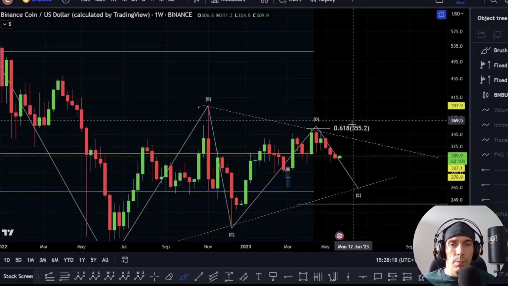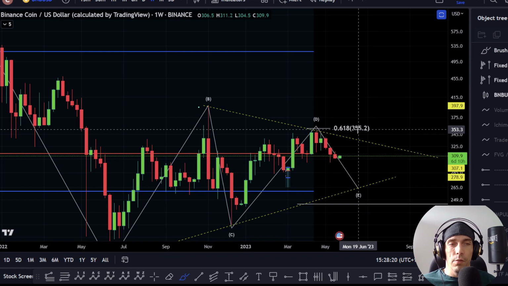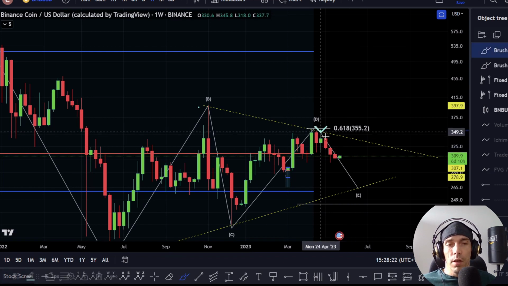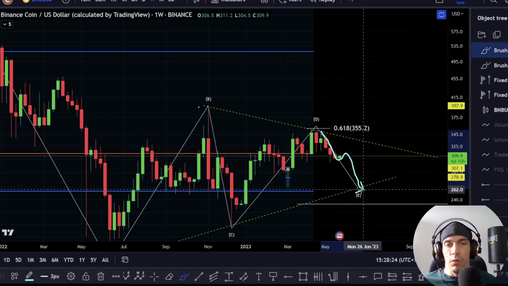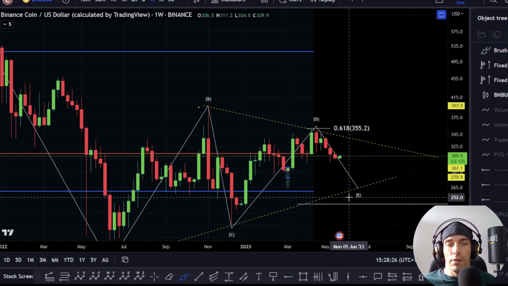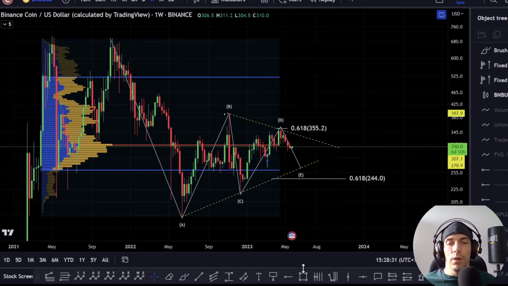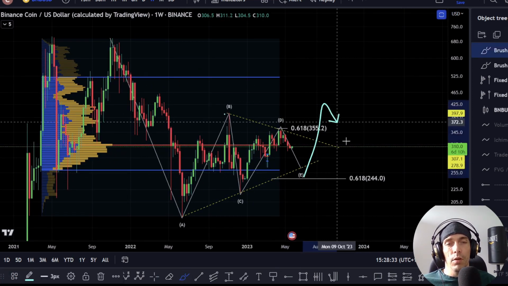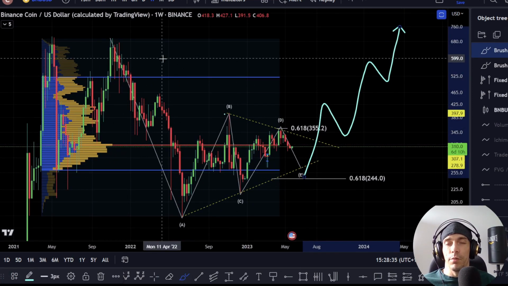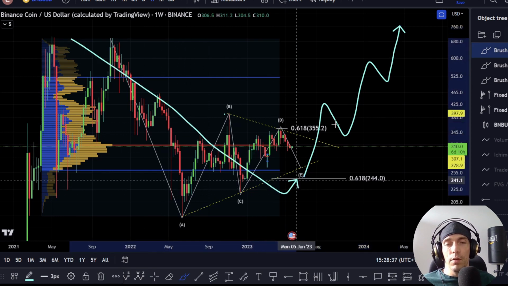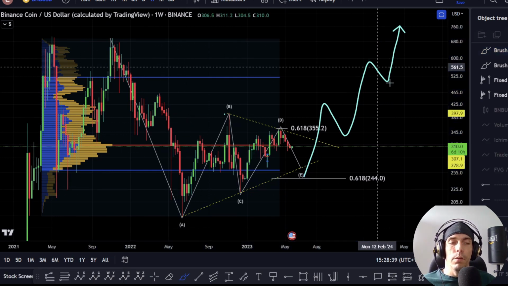As long as we remain below this point here of this D wave, this 353.3, what I am looking for is a bigger three wave move to the downside, possibly coming and retesting some of these levels. Now, if this is the case, what we would then be looking for is this triangle to complete, and then we'd be looking for a five wave structure to the upside to develop from there. So that would be looking at this as a triangle and then looking for a fifth wave.